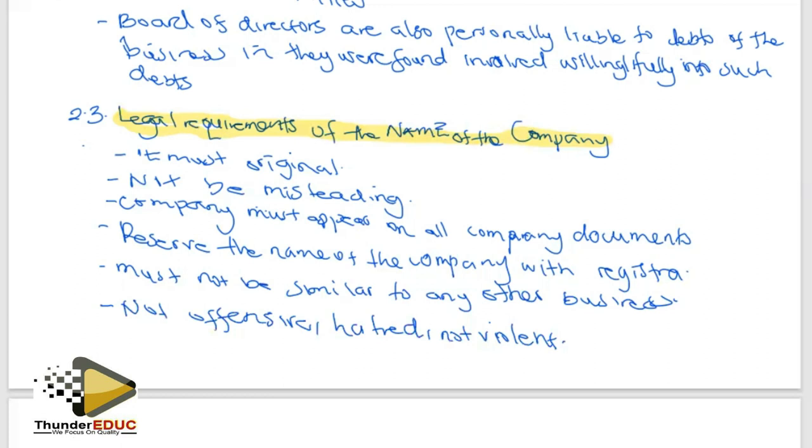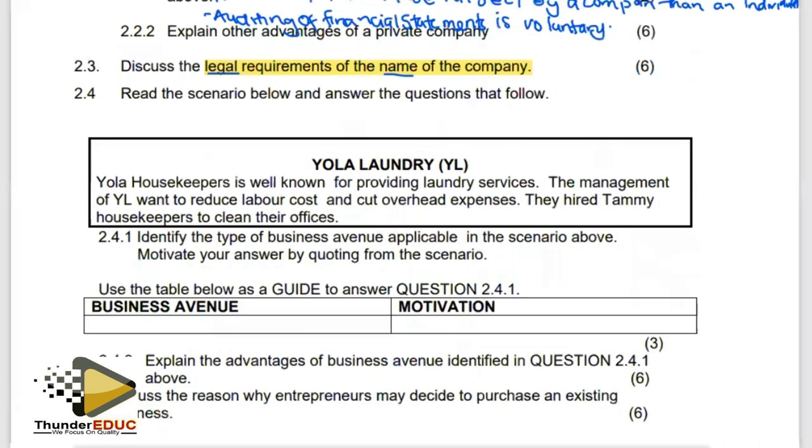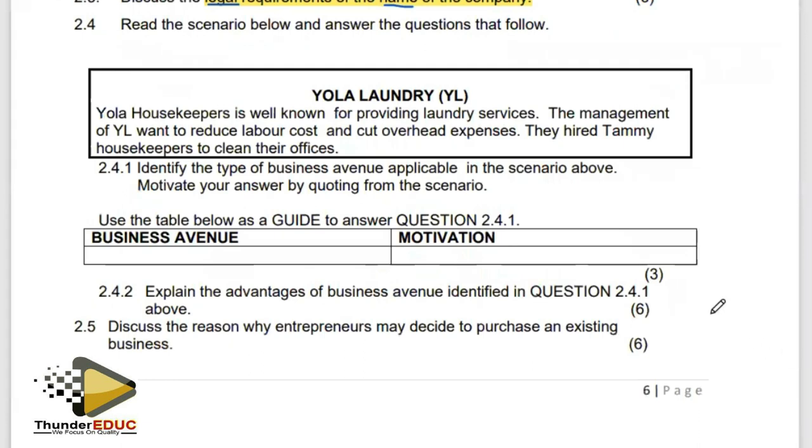Let's look at another question in respect to time. On question 2.4, we are given a scenario, and we are supposed to answer the questions that follow. Look at this. Yola Laundry is the company we are talking about. Yola Housekeepers is well known for providing laundry services.